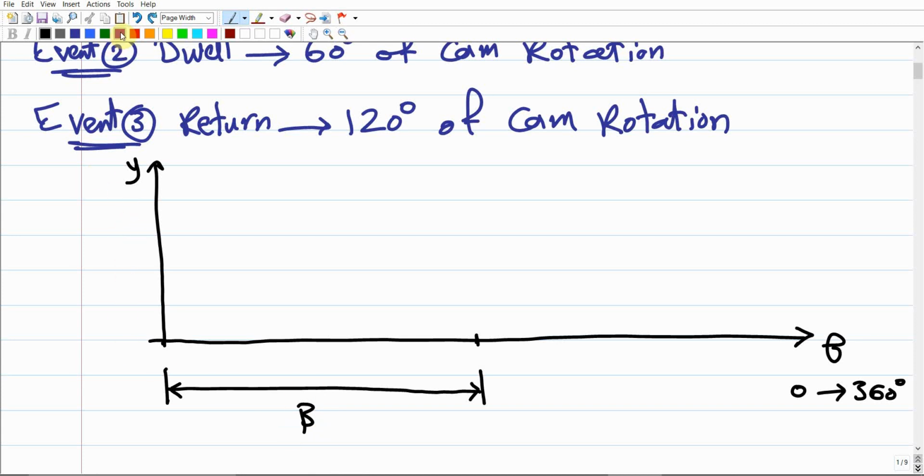And remember that we do have here a total lift. Assume that this is the total lift, this length. This is the maximum displacement of the follower. It will be provided or given to us, right? So then you're going to mark here, draw a very small dashed rectangular shape, just to define the area of the rise. This is going to be the rise period.